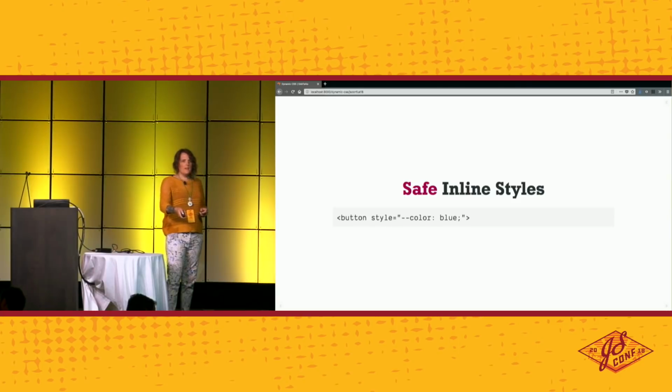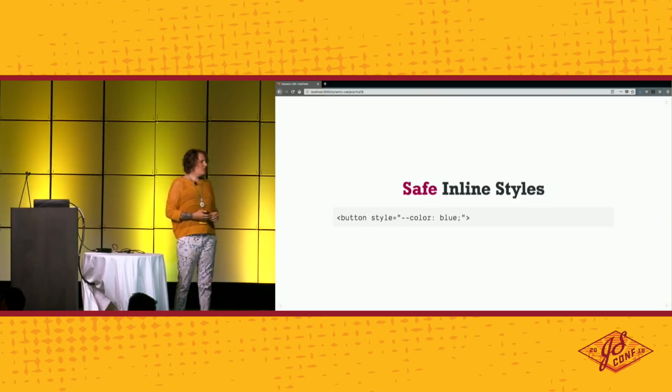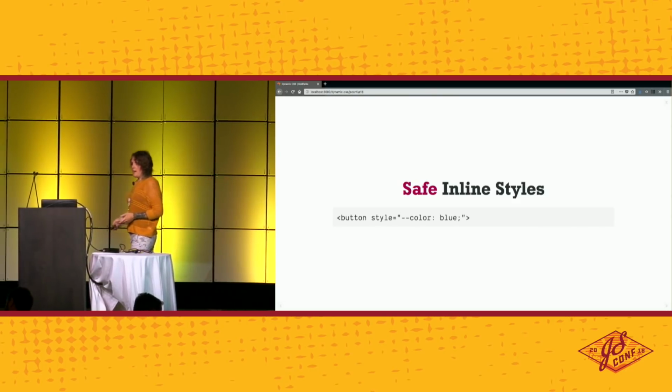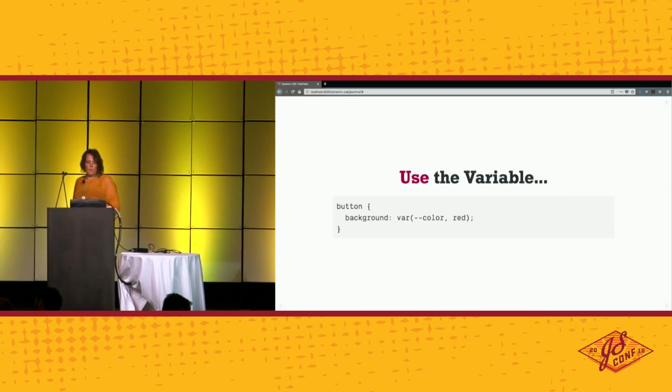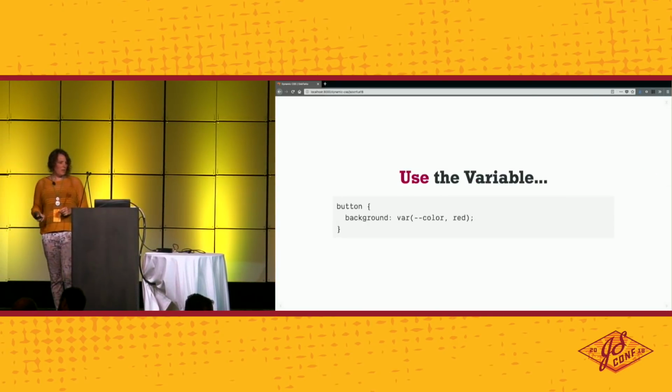So it's totally safe to set any variables you want to in your HTML, which is a great way to pass data between JavaScript and CSS. You can set the variable in the HTML. It's totally safe. CSS can ignore it when it needs to, has access to it when it wants, and you're still separating those concerns while communicating between them.